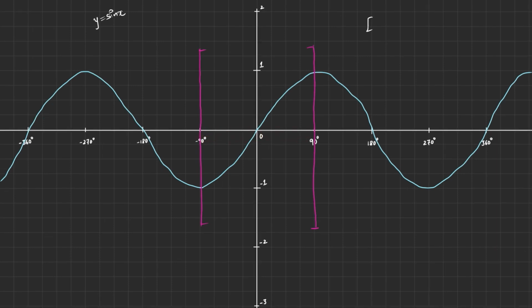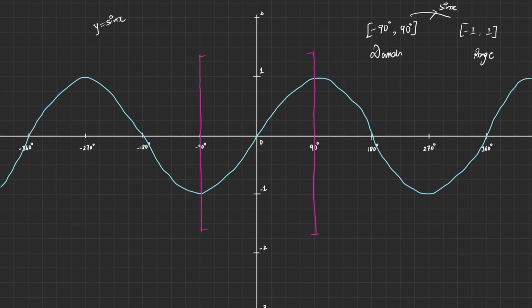The domain I have restricted is from minus 90 degrees to plus 90 degrees, and my range is from minus 1 to 1. As you can see here, sine of minus 90 is minus 1 and sine of 90 is 1. So this is my domain and this is my range, for the sine function.